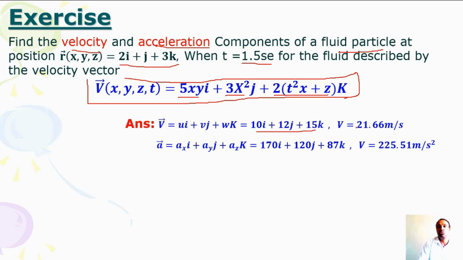Then the magnitude will be just as the previous: you square each component and take the square root, then you have this result, and the acceleration vector will have this result. Then finally you have this one. So this is just an exercise.